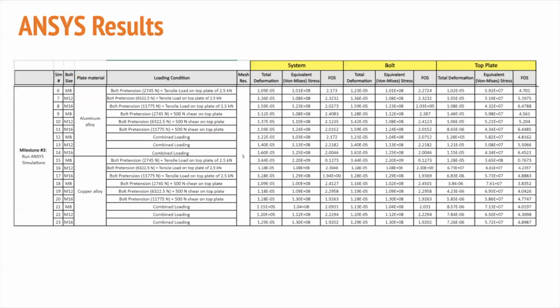And the way we determined which of the aluminum alloy and the copper alloy were good enough was by looking at the factor of safety. The higher value that we see in the factor of safety will determine which one is better.